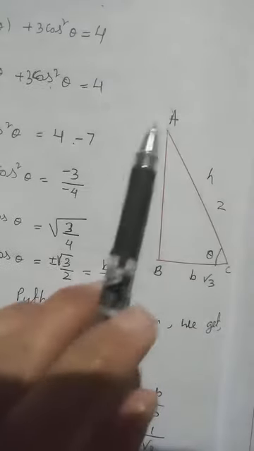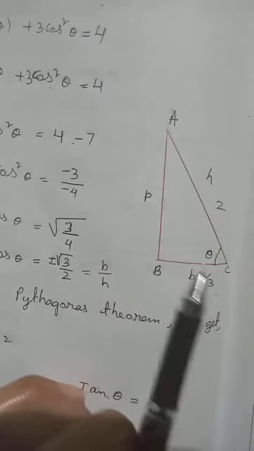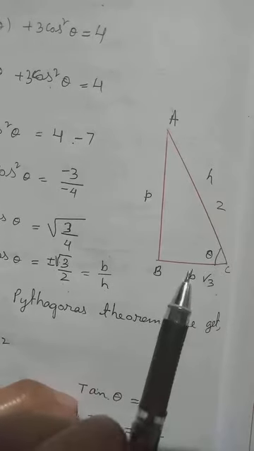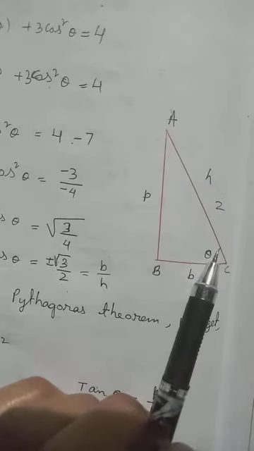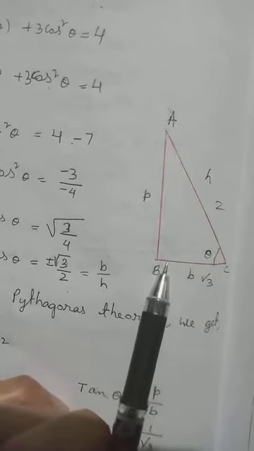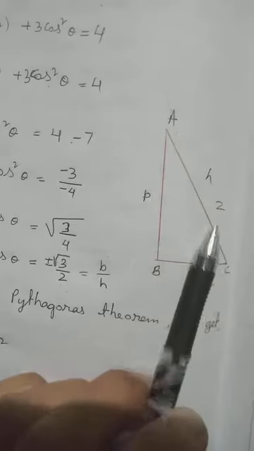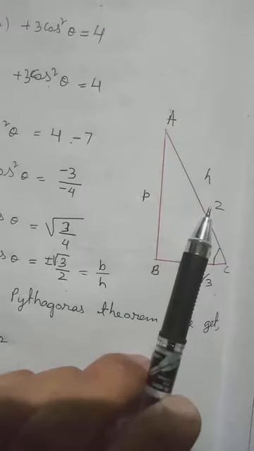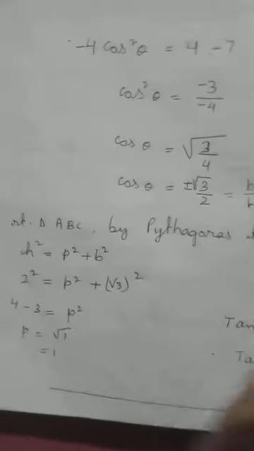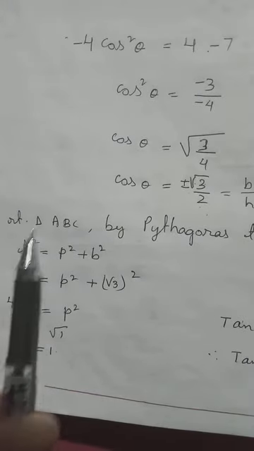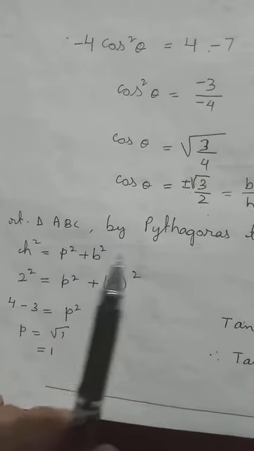If we place it in a right triangle, we put theta in the acute angle. Then if we compare from this angle, this will be the base because it's nearer to theta. And here we have 90 degrees. Opposite to 90 degrees is AC, which will be the hypotenuse. We need perpendicular. Let us calculate it using Pythagoras theorem. H square equal p square plus b square.